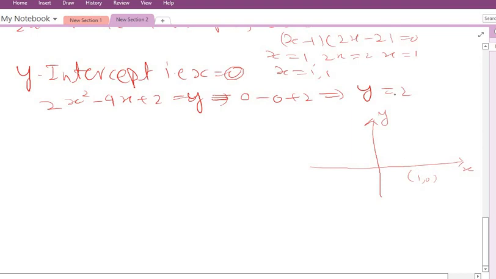And for the y-intercept, because the graph opens up, when you draw the graph it comes like that. So this is 1 comma 0, and the y-intercept means it crosses the y-axis when x is equal to 0, y is equal to 2. So this is the rough sketch of that question. Hopefully you understand that.